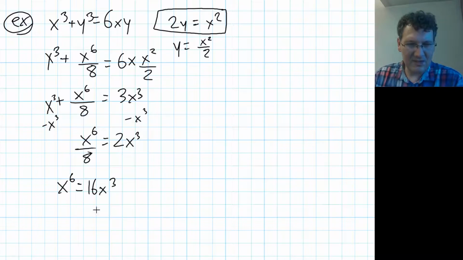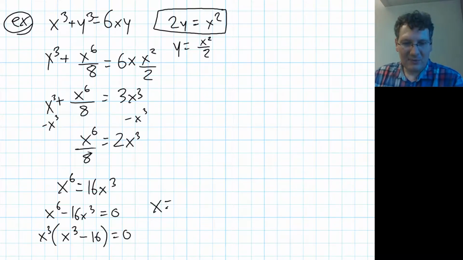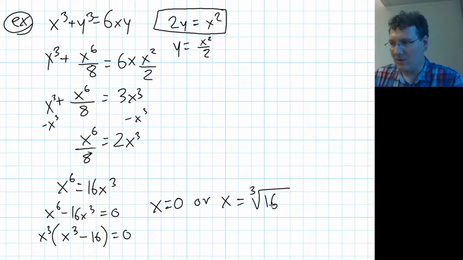I'm going to put this all on the same side. Let's write x to the sixth minus 16x to the third equals 0. So factoring out this x to the third, I have x to the third times (x to the third minus 16) equals 0. So when x equals 0, or when x equals the cubed root of 16, we're going to have horizontal tangent lines.